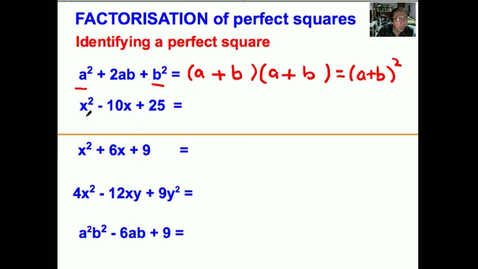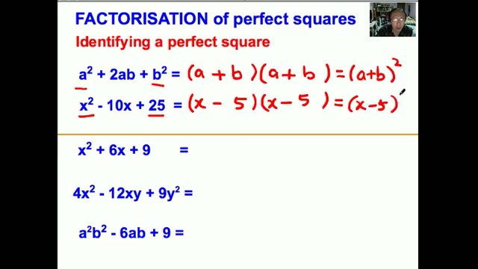Let us take a look at the second example. Once again, we look at the first and the last term, which are positive squares. To get the first term, I have x times x. To get the last term, I have 5 times 5. Now, the sign in the middle term is negative, meaning that I should have both negatives for my factors. Again, we have two identical factors, so we write it as x minus 5 brackets square.